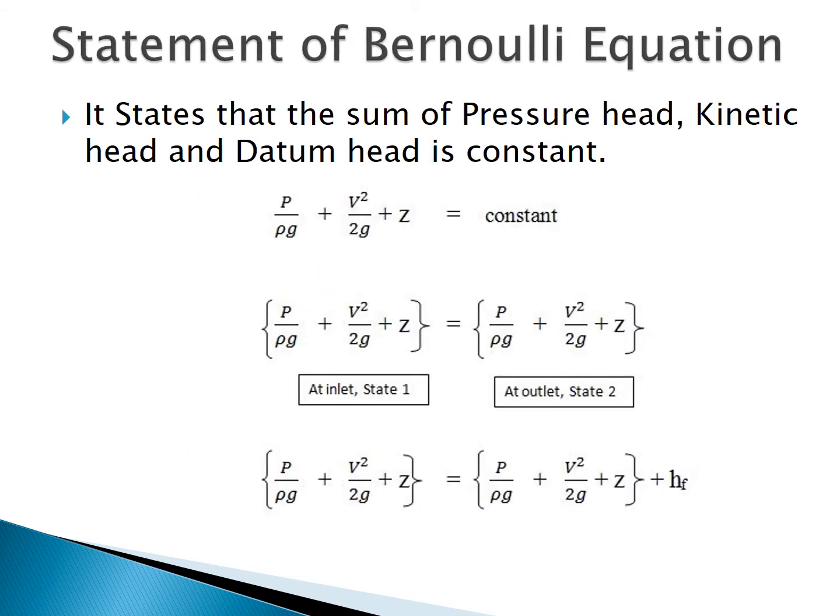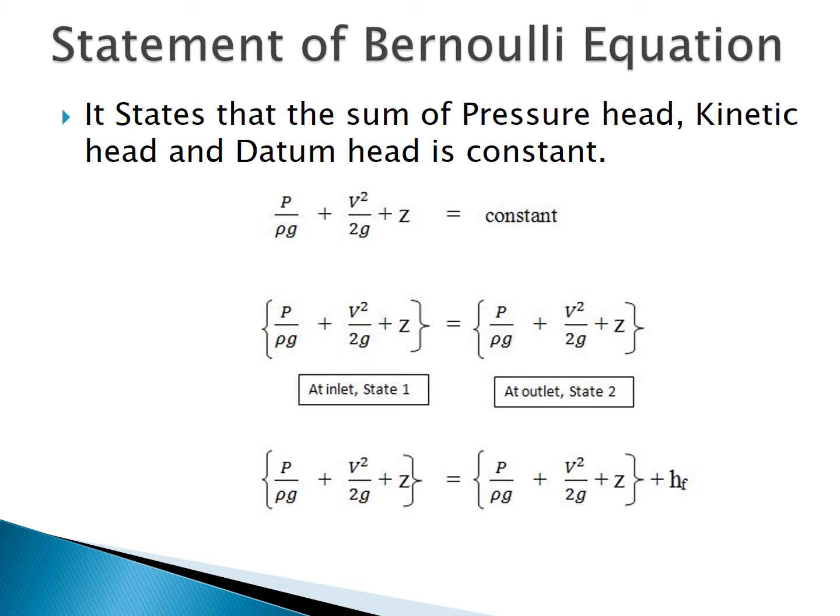Let's move to the statement. As we said earlier, the sum of the pressure head, kinetic head and datum head is constant. So the pressure head plus velocity head and datum head at the inlet is the same as that at the outlet. Note that the second equation is only meant for ideal fluids where there is no viscosity, so there are no losses here, but in practice losses exist.